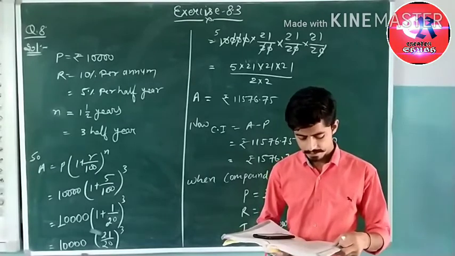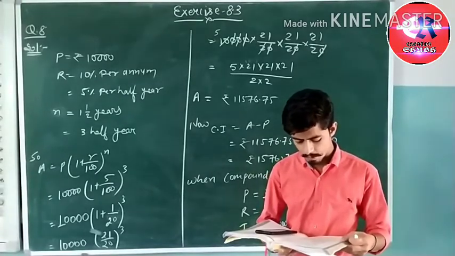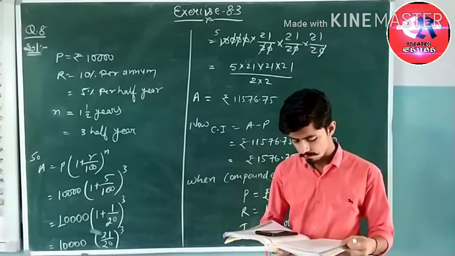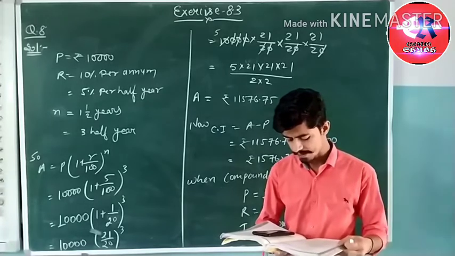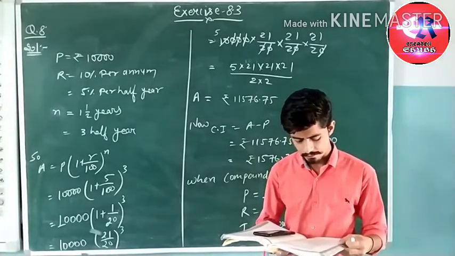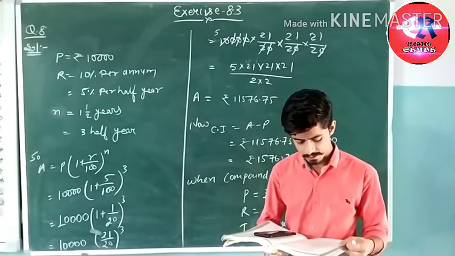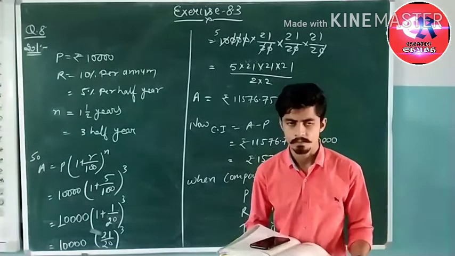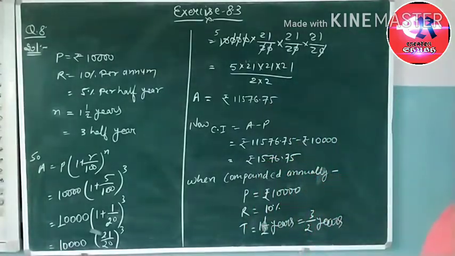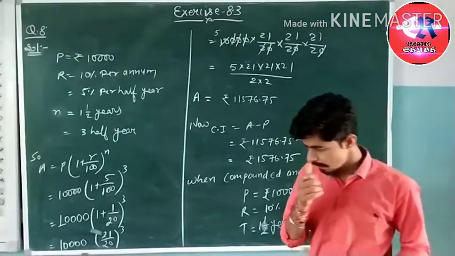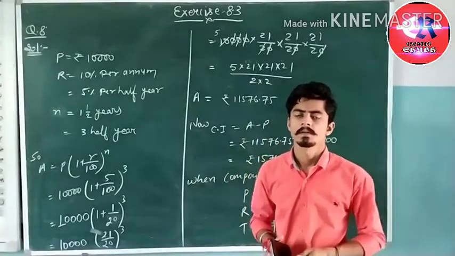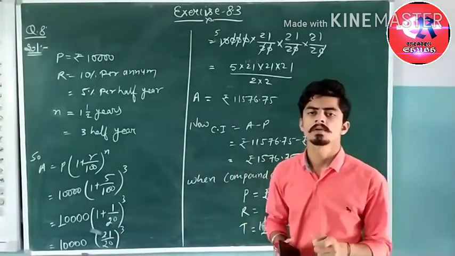Let's start the next question. Question number 8. Find the amount and the compound interest on rupees 10,000 for one whole 1/2 years at 10% per annum compounded half yearly. Would this interest be more than the interest he would get if it was compounded annually? Okay, so in this question we have to find which interest will be more.